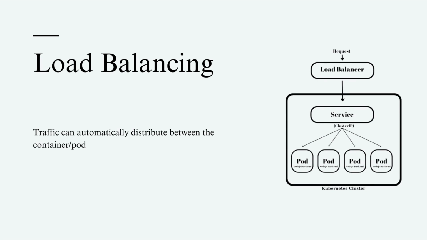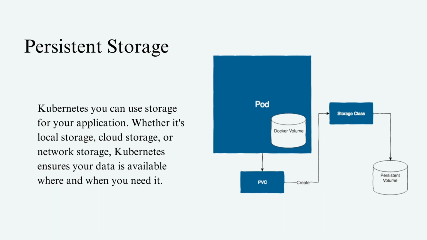The next one is load balancing. Kubernetes also provides a load balancer feature, which means traffic can automatically be distributed between the containers and pods. This makes your application more reliable and more responsive, even under heavy load. The next one is persistent storage. With Kubernetes, you can use storage for your application. Whether it is local storage, cloud storage, or network storage, Kubernetes ensures your data is available whenever you need it.